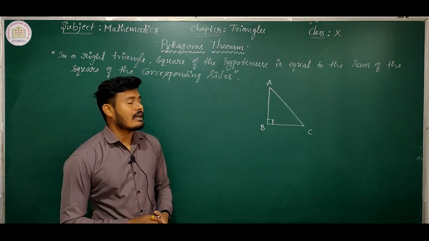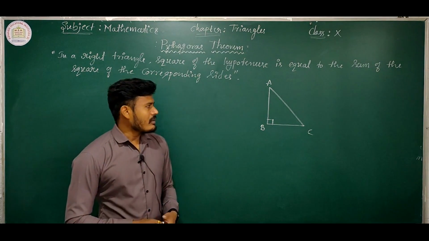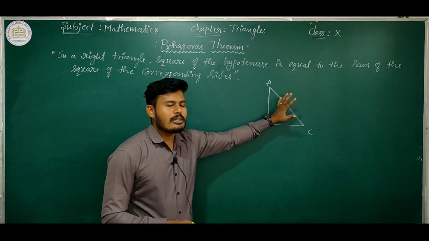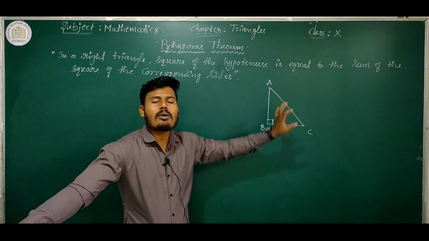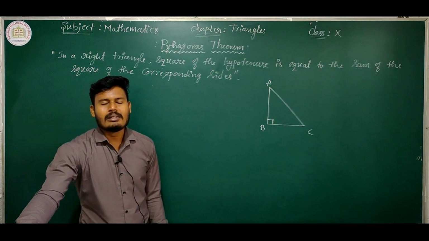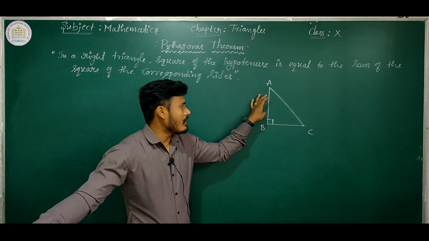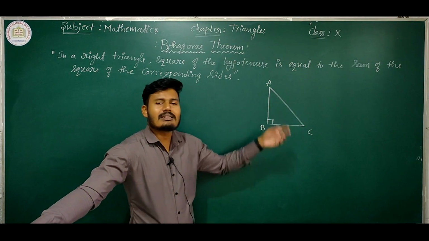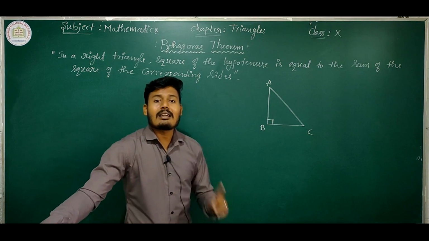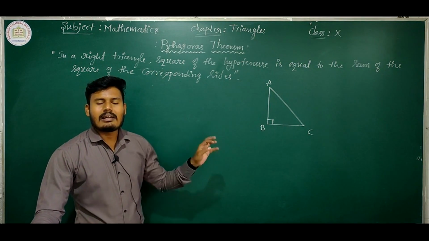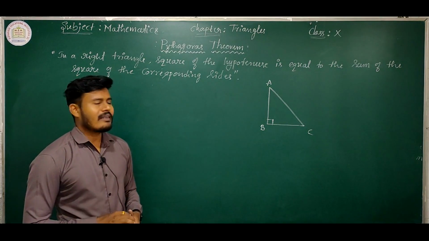What is the exact definition of hypotenuse? You just observe here, the side opposite to the right angle in a right angle triangle is called the hypotenuse of a right angle triangle. This is the meaning of hypotenuse. And if you measure each and every side in a right angle triangle, it shows us hypotenuse is the largest side in any right angled triangle.